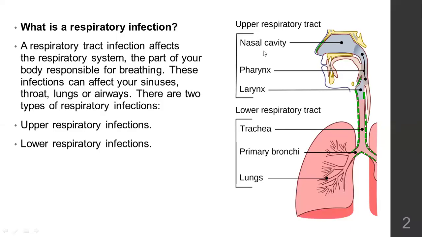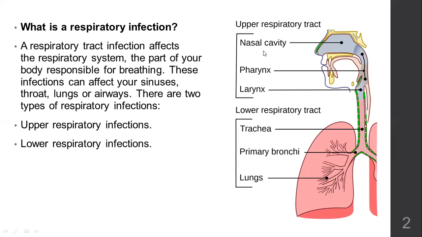So respiratory infection. What is a respiratory infection? A respiratory tract infection affects the respiratory system. That's a part of your body which is responsible for breathing. And it has various organs, parts. We divide the respiratory system into two areas: the upper respiratory system and the lower respiratory system. Up till your throat, up till your voice box, it's the upper respiratory system. Below that, the trachea and everything, lungs, trachea, they all come under the lower respiratory tract system.